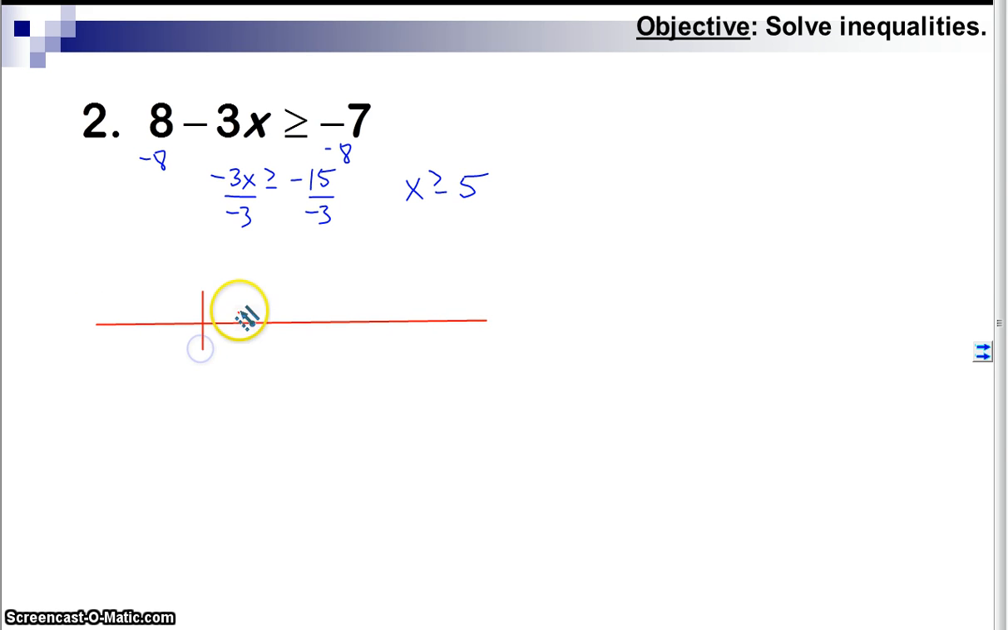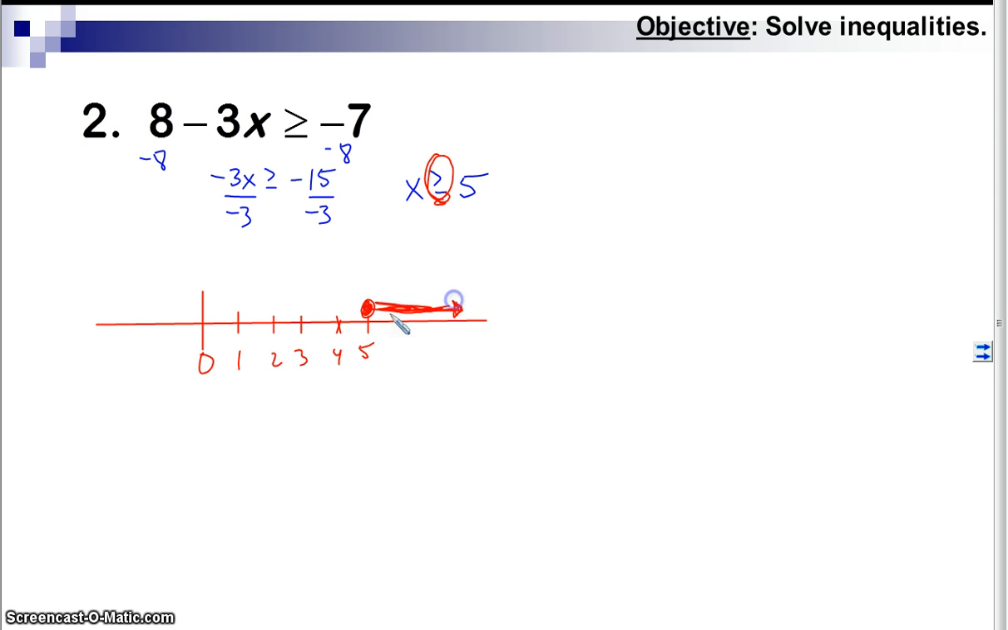So on my number line, I'm going to draw my number line now. I'll go 0, 1, 2, 3, 4, oops, that's not very straight, 5. So 0, 1, 2, 3, 4, 5. And this is a closed circle because it's greater than or equal to. So it's closed, and I'm just going to go this way. It's everything greater than 5. That's all these numbers here.